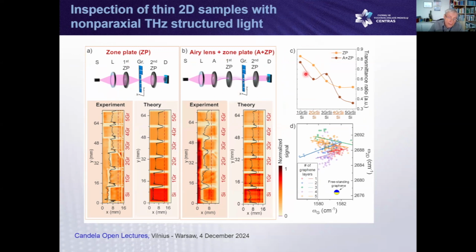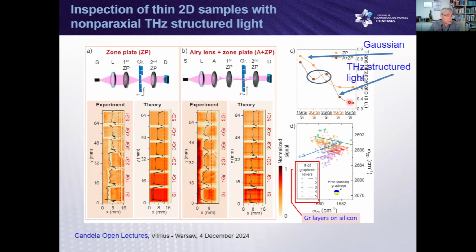So if we look at this plot, I mean, it is the change of the graphene layers on silicon. The zone plate has monotonous development with the increase of thickness, while the Airy beam has a very specific one. So on silicon, we have a certain kind of kink, which can be connected with the specifics of the specific layer because it has internal strain and depletion of carrier concentration. So Gaussian and structured light have different behavior in characterizing materials.